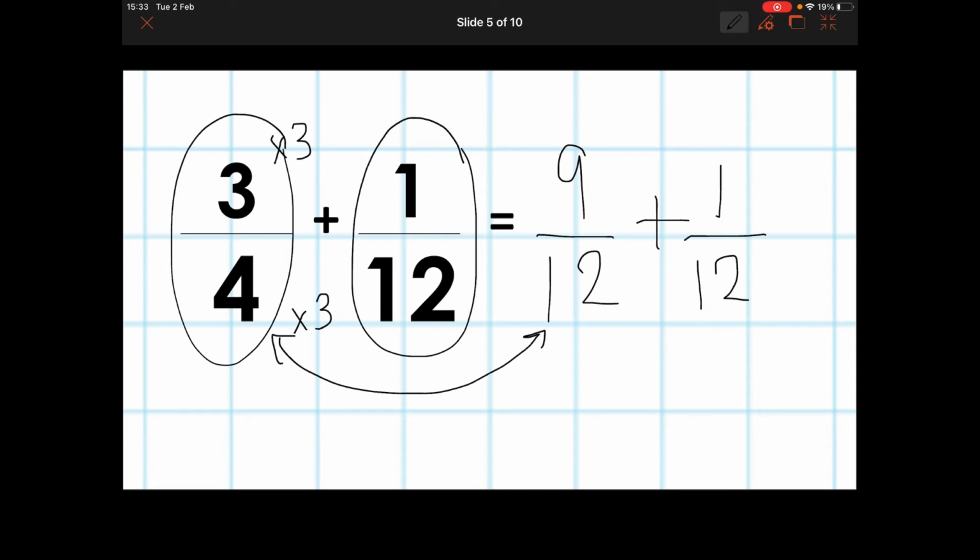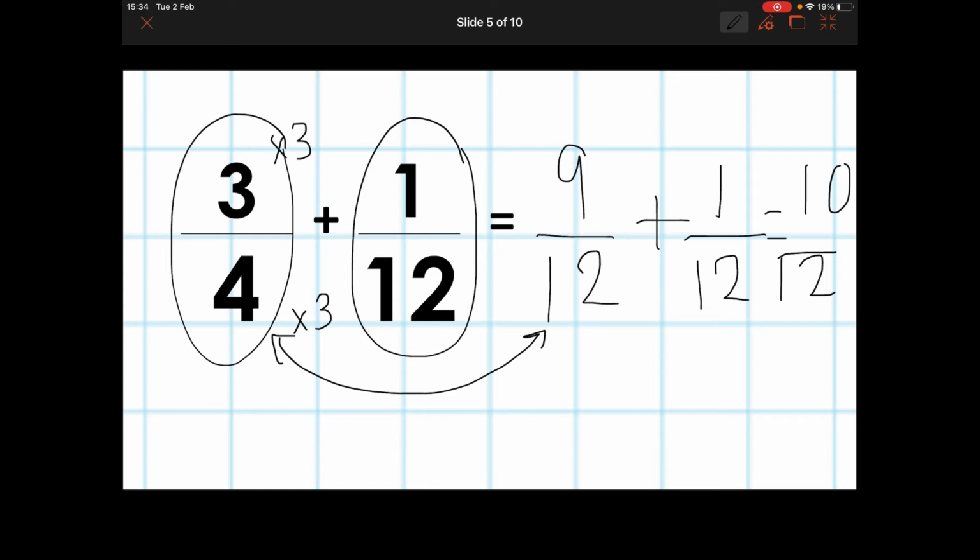Now we must remember not to leave it here. We must remember that we have to actually calculate these once we have found the same denominators. Now you can go ahead and have 12 for your denominator, and then 9 and 1 is 10. 10/12. Now those of you that are getting better at simplifying fractions will have noticed already that this fraction is not in its lowest term. It can be simplified further.